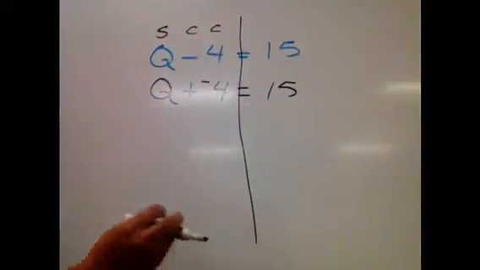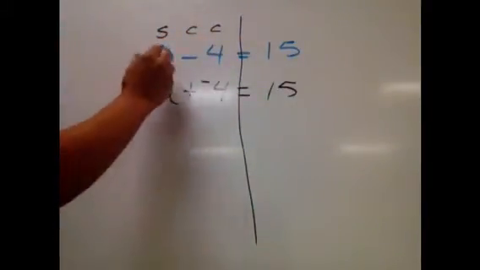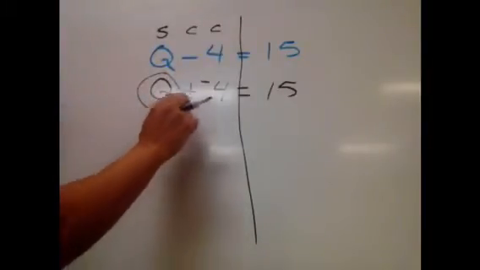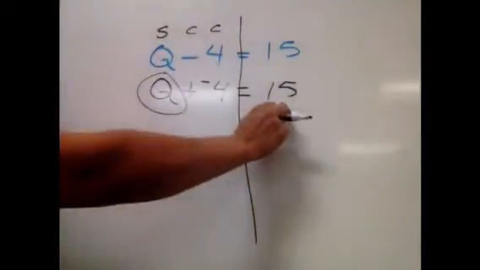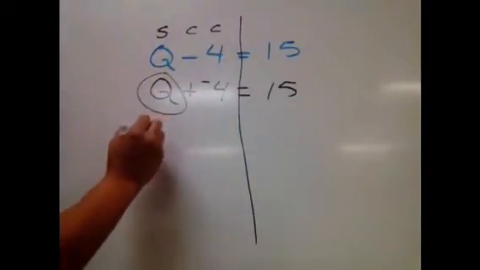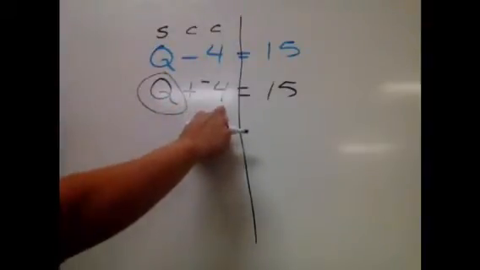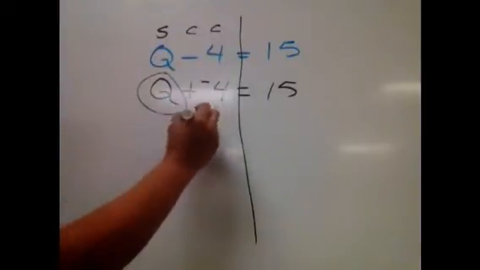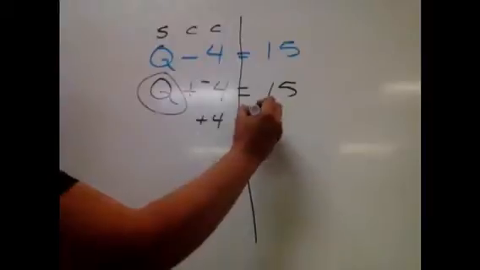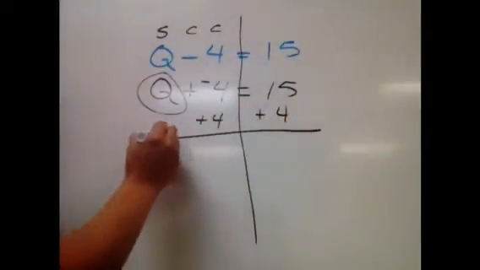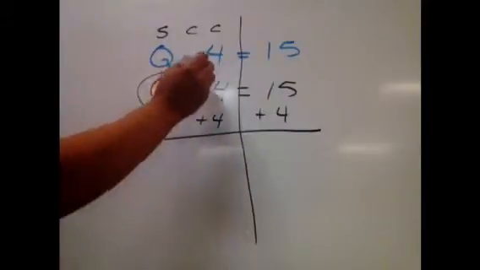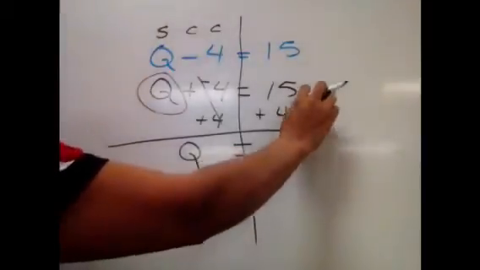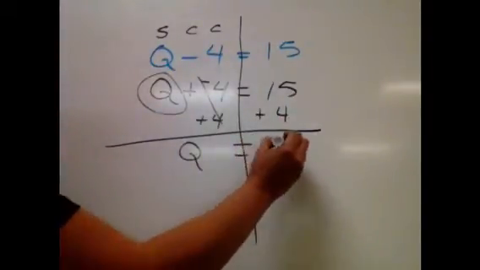Again, we're just going to separate our sides. Here I'm going to circle my variable. What are we doing to the variable? Well, there's a Q plus a negative 4 that equals 15. Let's do the opposite again. We're going to add 4. Okay, we're going to add 4 because this is add negative 4, so we're going to add a positive 4. Remember what I said about using a negative. Our negative and our positives cancel out. 15 plus 4 is 19.